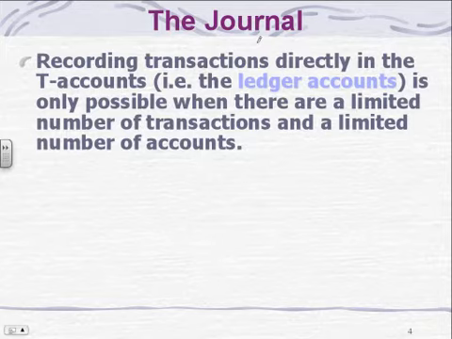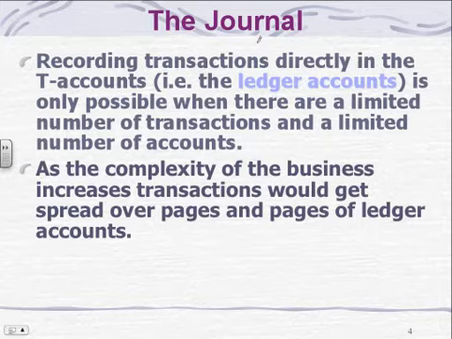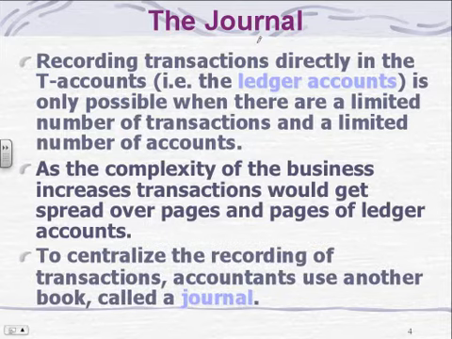Recording transactions like we've been doing all along directly into T accounts, or the ledger, is only possible when there are a limited number of transactions and a limited number of accounts. As the complexity of the business increases, transactions would get spread over pages and pages of ledger accounts. To centralize the recording of transactions, accountants use another book called a journal.